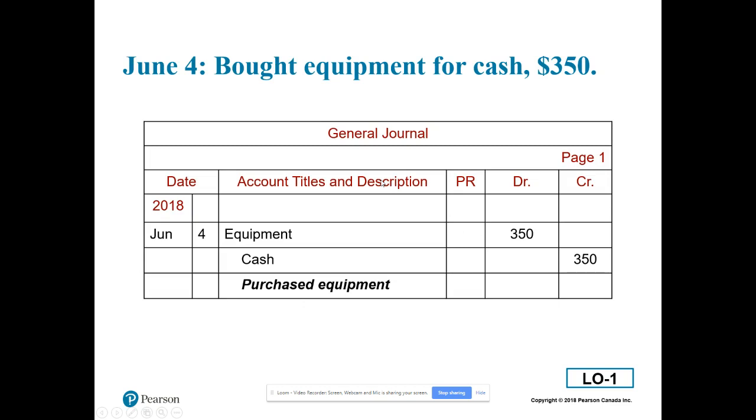Next entry, June the 4th, bought equipment for cash. Accounts being affected: cash and equipment. My cash is going down, so cash is going to be the credit. That means I need a debit, since debits equal credits. Equipment is going to be a debit for $350.